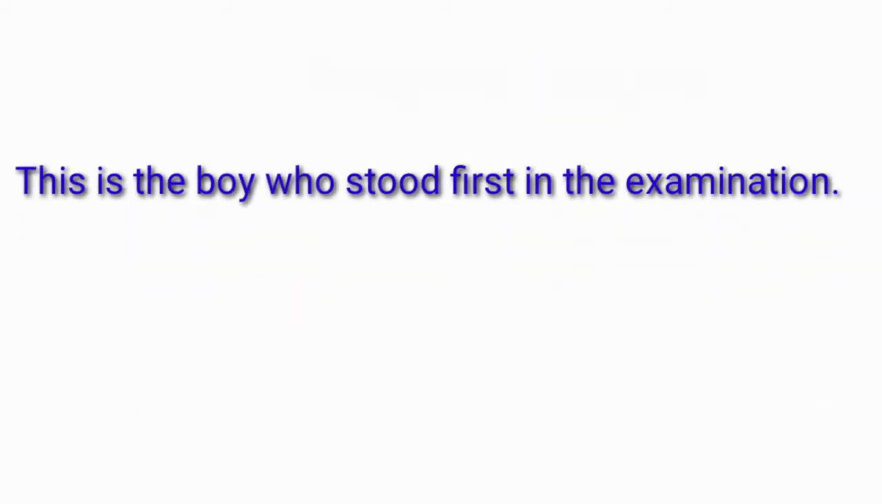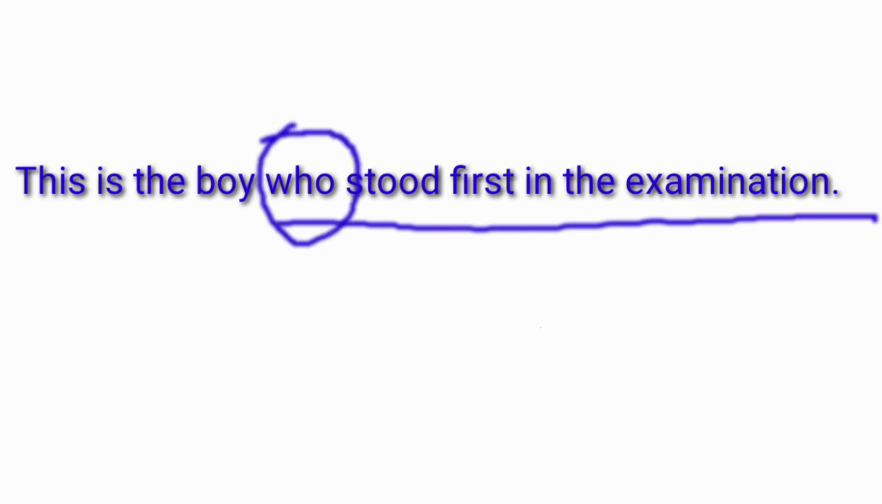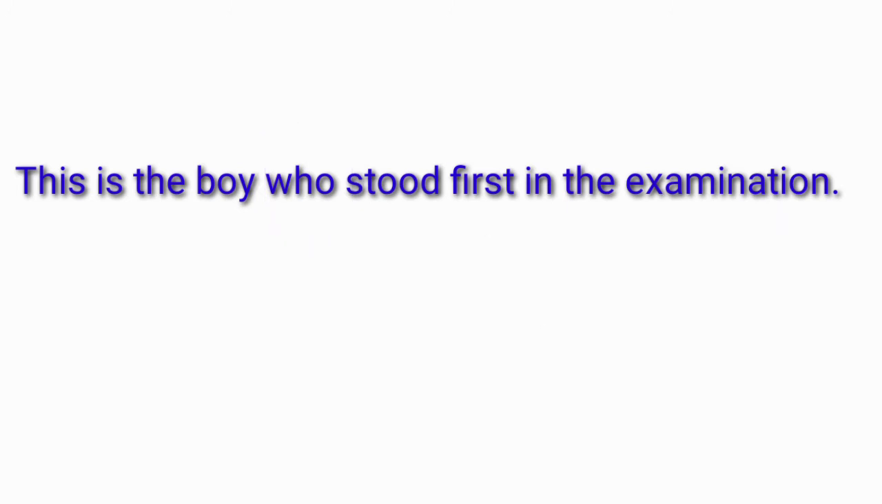For example, this is the boy who stood first in the examination. Here, who stood first in the examination is the relative subordinate clause because this clause starts with a relative pronoun or relative conjunction who as subject. As the clause cannot express its meaning itself, it's a subordinate clause and that's why it's a complex sentence. As I told you, a complex sentence has at least one subordinate clause.